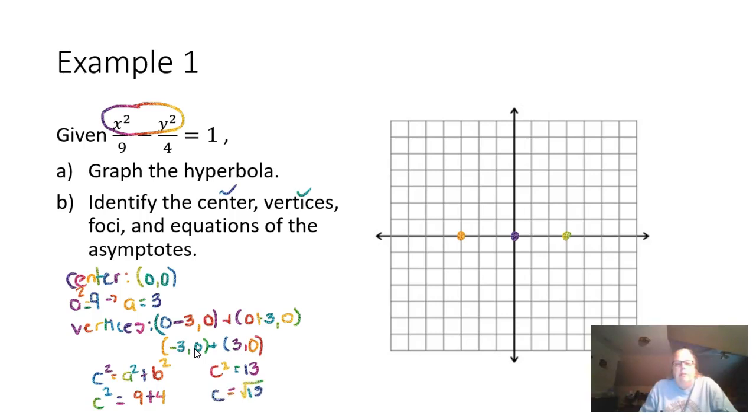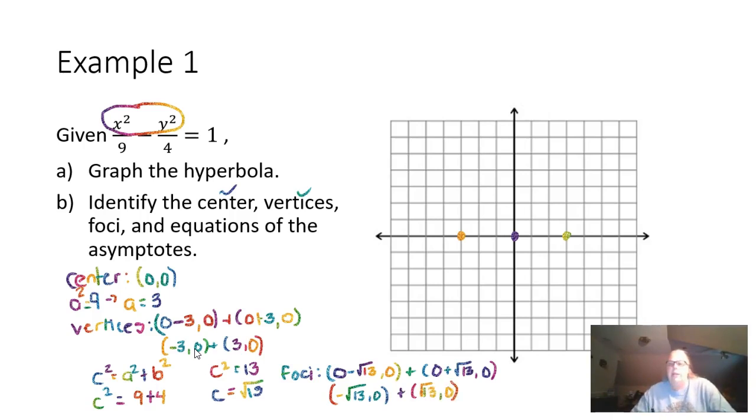The foci then will be located on the transverse axis, on the x-axis. And so what we're going to do is take the x-coordinate of the center and subtract c, and we'll leave y alone. And then we'll take the x-coordinate of the center and add c, and keep that y. So our foci will be located at negative square root 13 and 0, and positive square root 13 and 0.